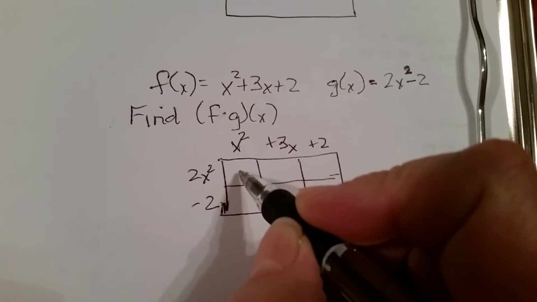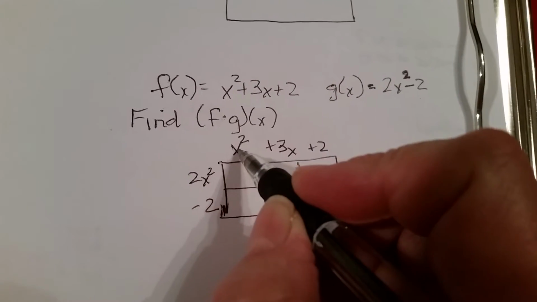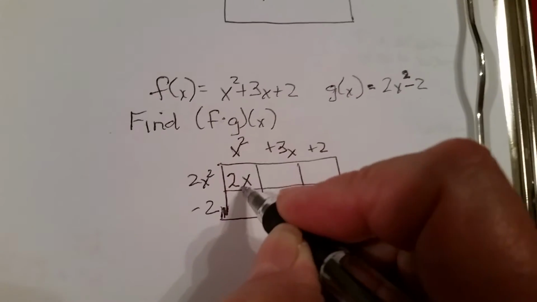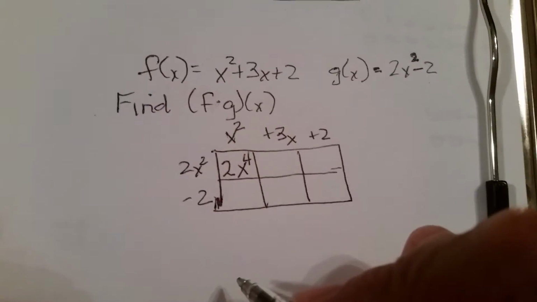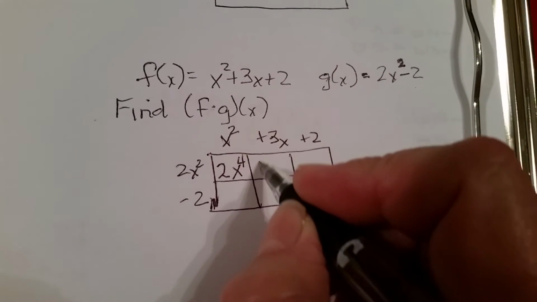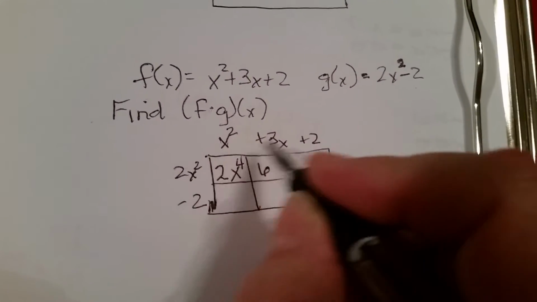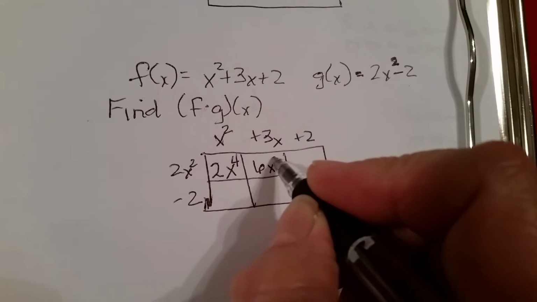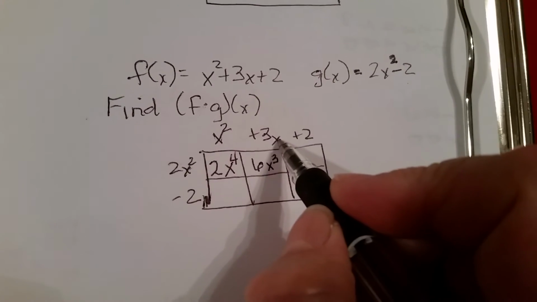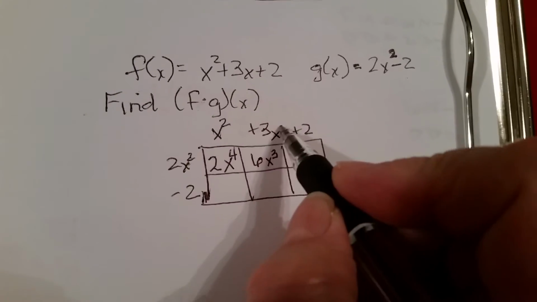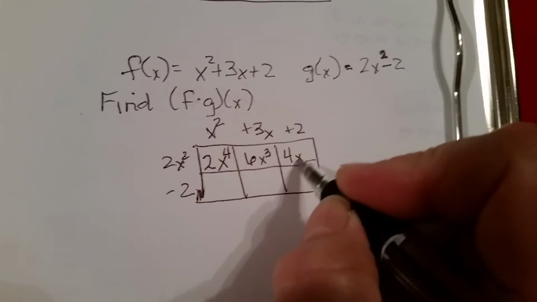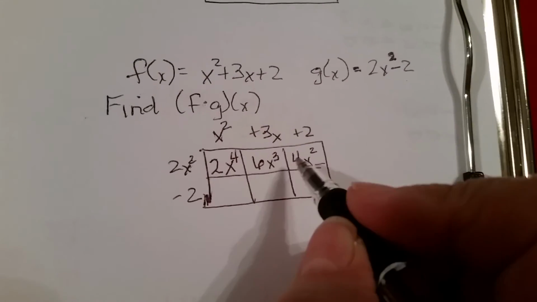So the first cell gets filled in by 2x squared multiplied times x squared. So 2 times 1 is 2. X squared times x squared is x to the 4th. We move to the next cell. We have 2 times 3, which is 6. X squared times x is x cubed. Our exponent rules tell us that when the base is the same, we can add the exponents. 2 plus 1 is 3. And in the last cell, we have 2 times 2, which is 4, x squared. So we're through with the top row.